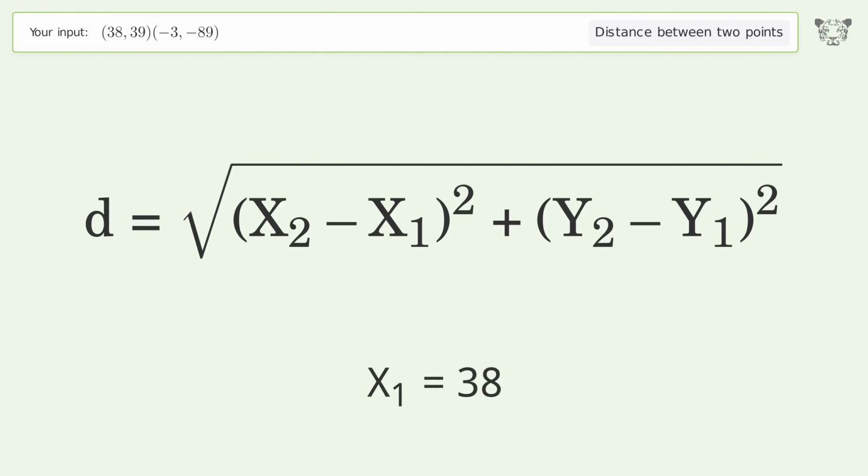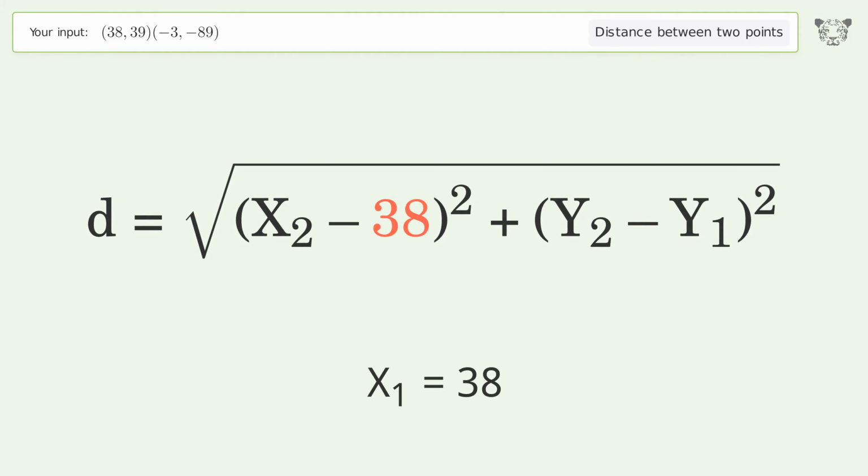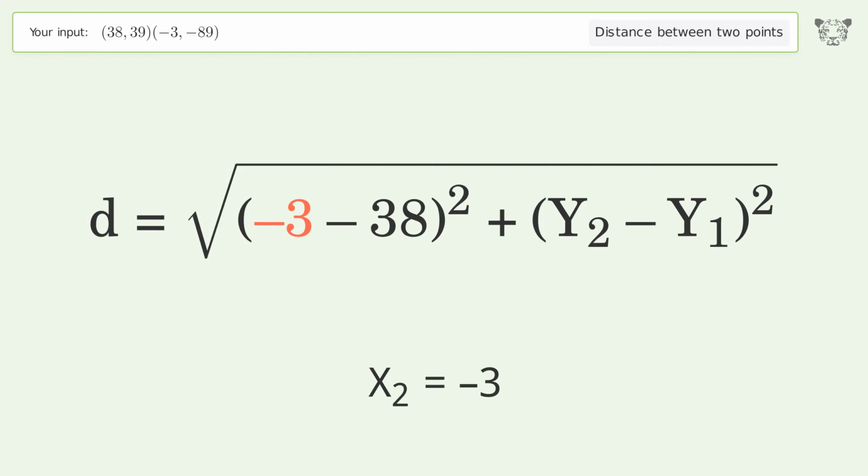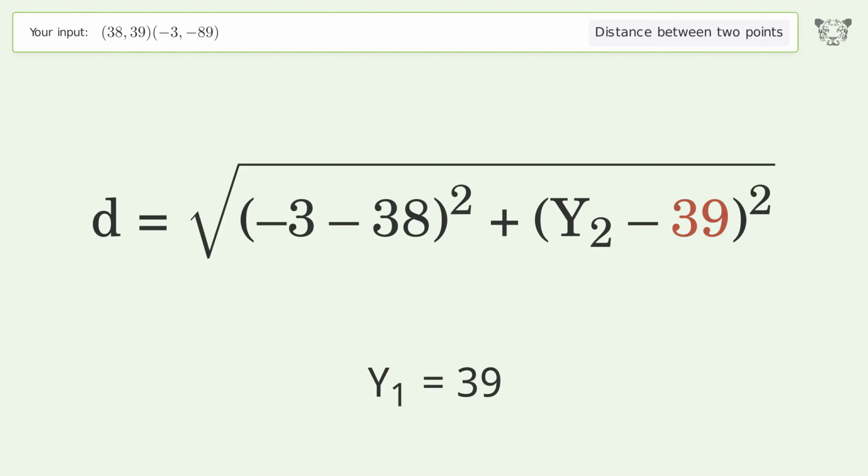x1 equals 38. x2 equals -3. y1 equals 39. y2 equals -89.